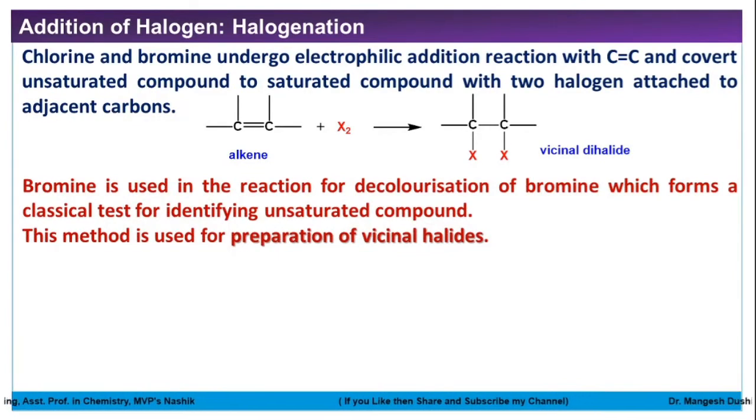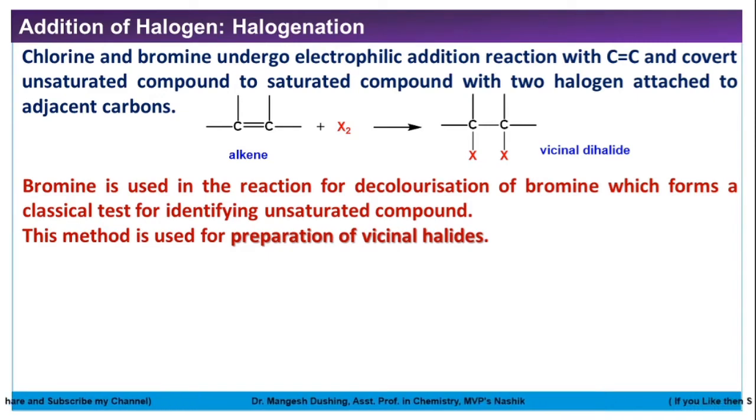Friends, bromine is used in the reaction for decolorization of bromine, which forms a classical test for identification of unsaturated compounds. So this is the test if you are doing organic qualitative analysis. This test is used for identification of unsaturated organic compounds. See, the brown color of the bromine is decolorized. If that decoloration occurs, then you can say that the given organic compound is an unsaturated compound.